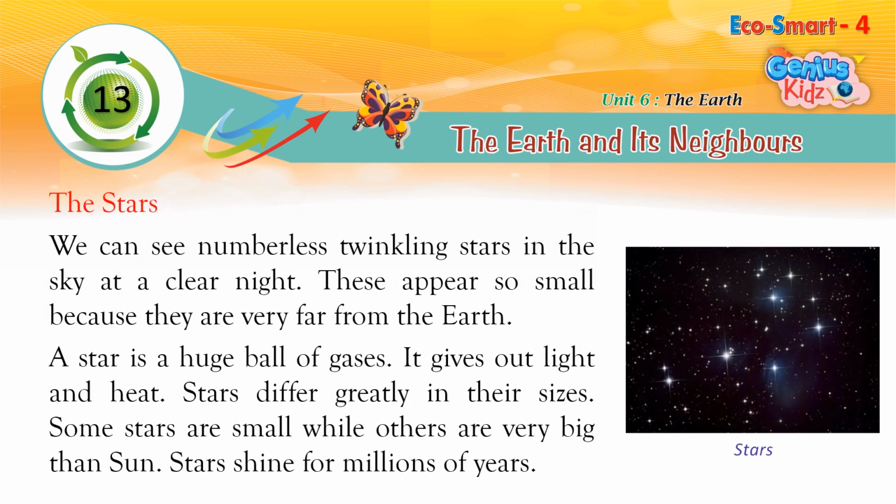The stars. We can see numberless twinkling stars in the sky on a clear night. These appear so small because they are very far from the Earth. A star is a huge ball of gases. It gives out light and heat. Stars differ greatly in their sizes. Some stars are small while others are much bigger than the sun. Stars shine for millions of years.